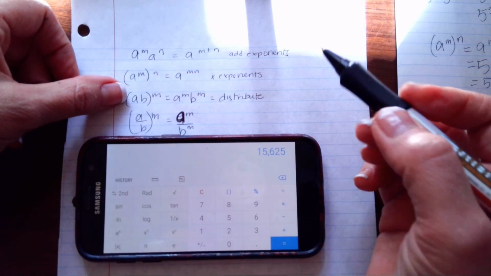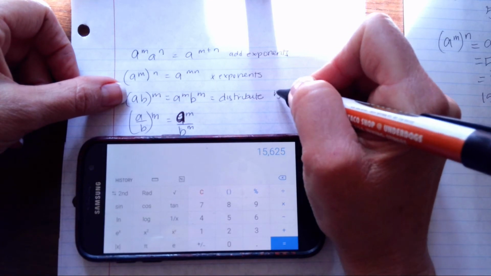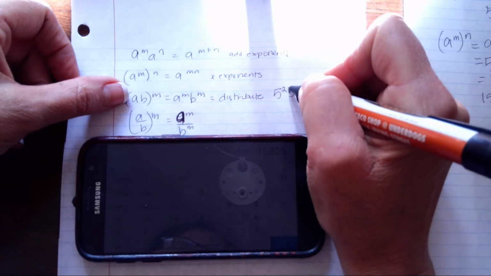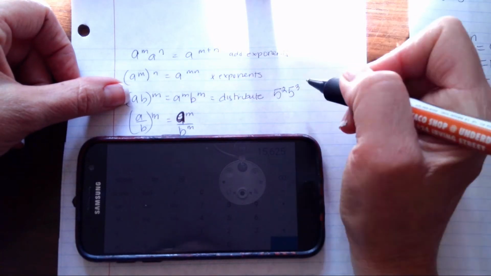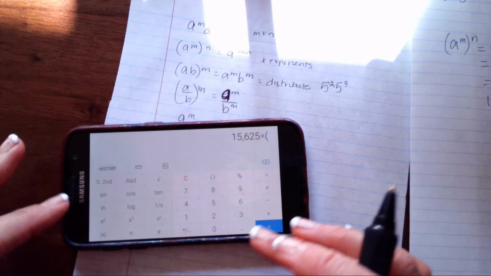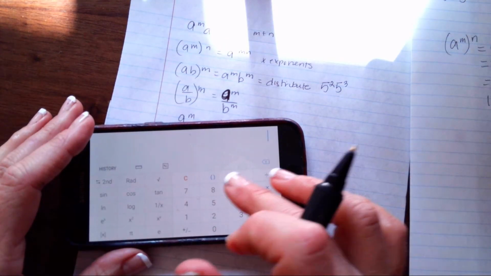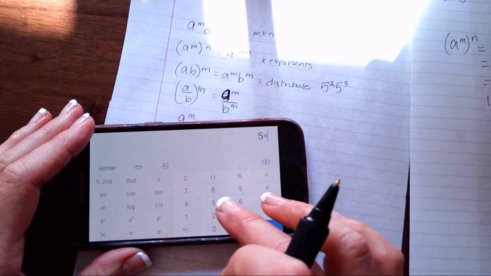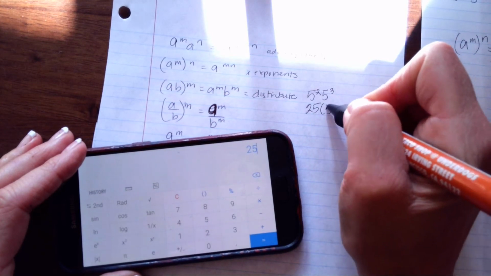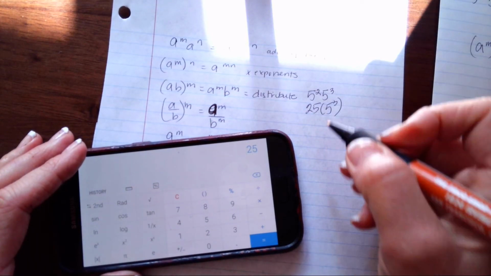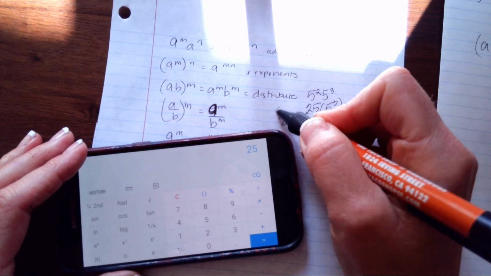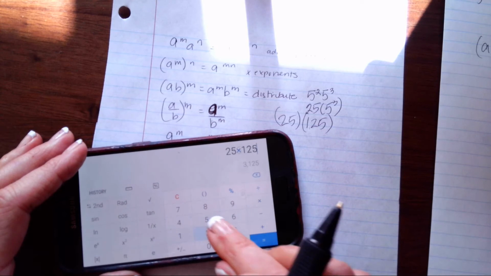For this one, you're going to distribute the power to the a and the b, a to the m and b to the m. So we're going to do 5 squared times 5 cubed. So 5 squared is 25 times 5 cubed, which is 125.